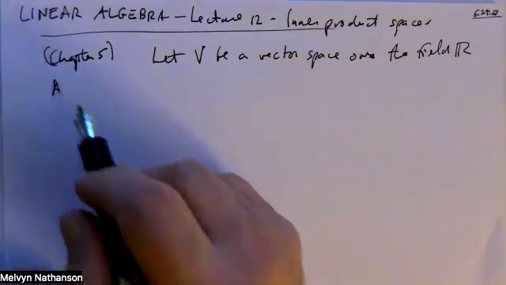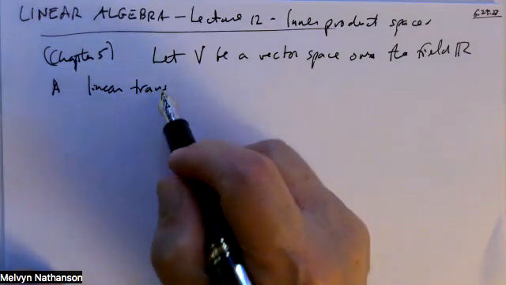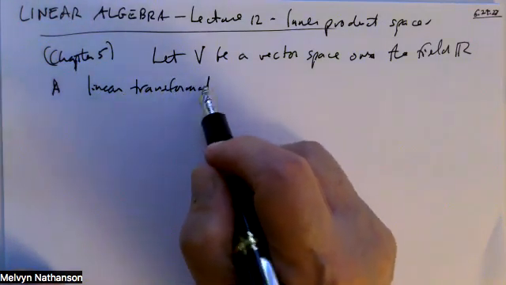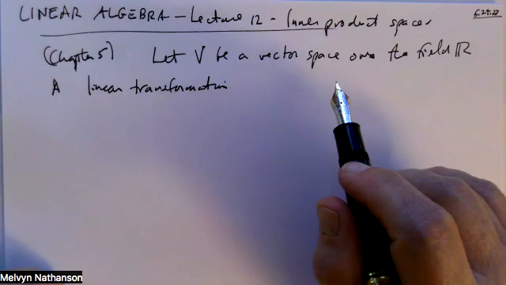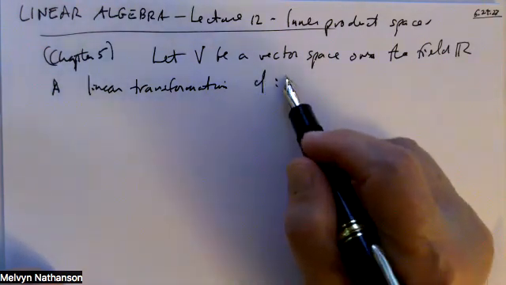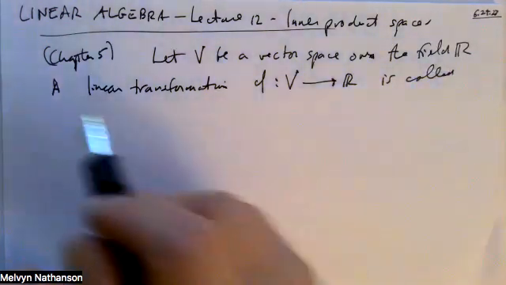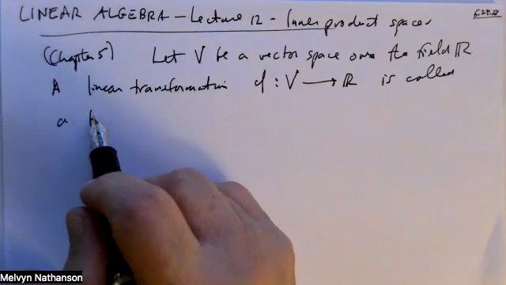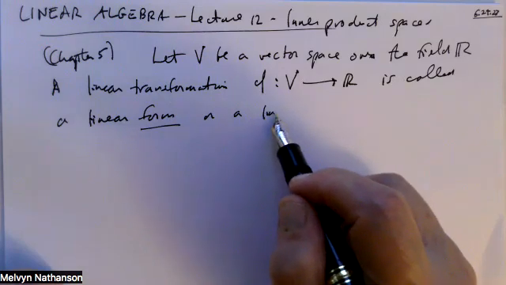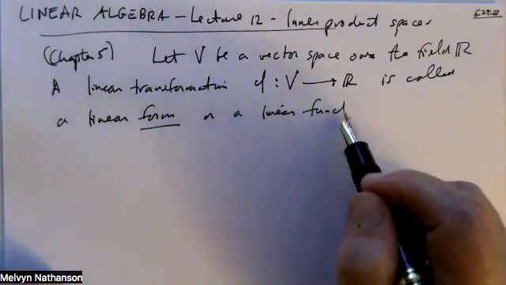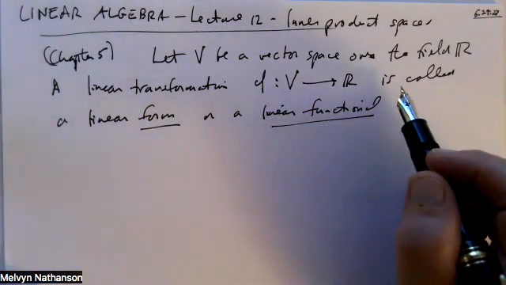A linear transformation is a function from one vector space to another. In particular, R is a vector space over itself. So a linear transformation phi from V into R is called a linear form, or a linear functional. So both terms are used, and if you see them, you know what they are.